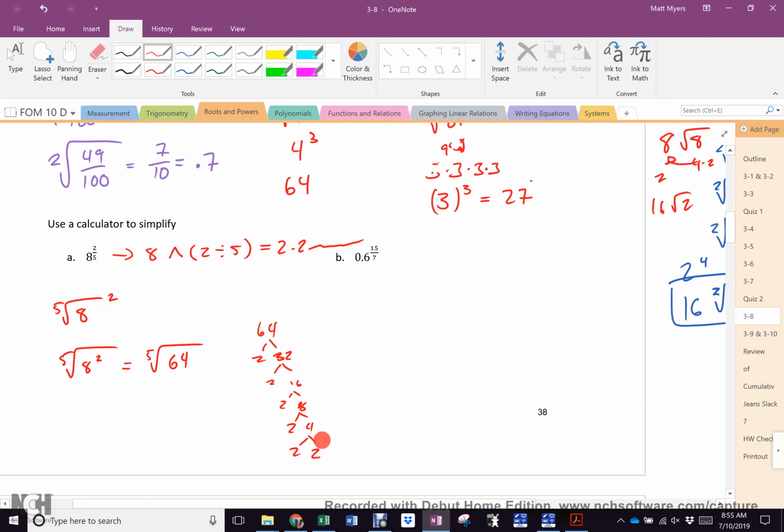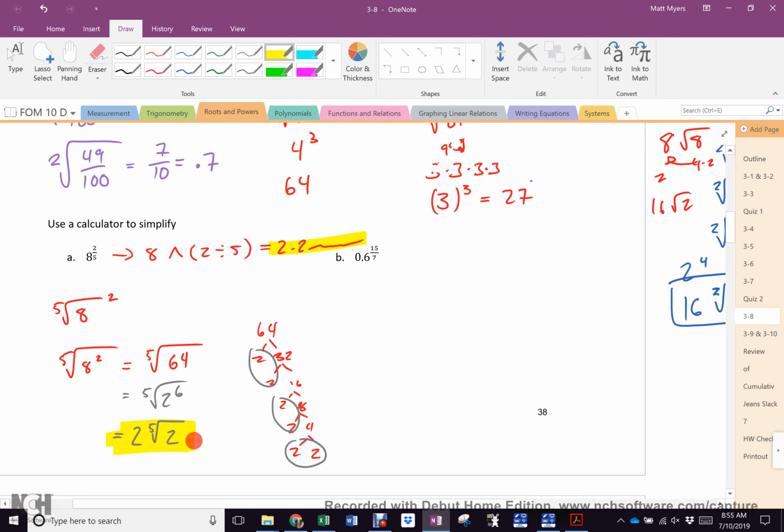And what do you see? There's a group of 2. There's a group of 2. There's a group of 2. So 64 is also 2 to the 6th. Not 6 to the 6th. 2 to the 6th. Can I get out a group of 5 there? How many? 1. So I'm going to get 2, 5th root. What did I leave under there? 2. Real life, math class.